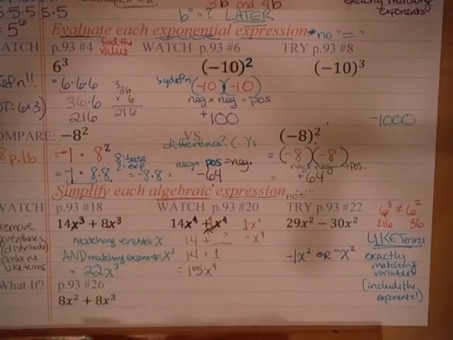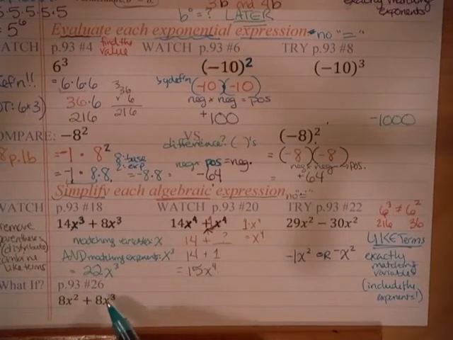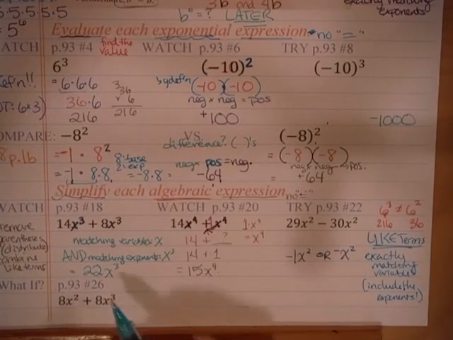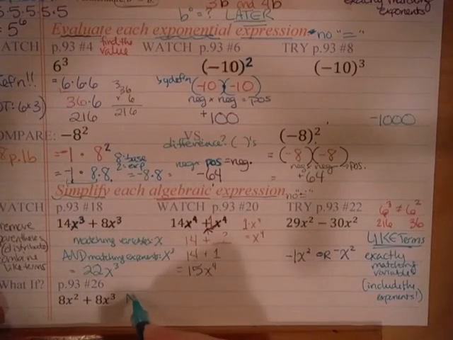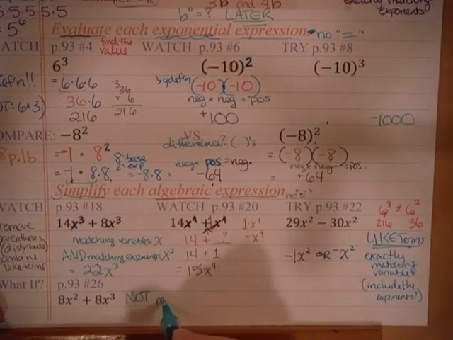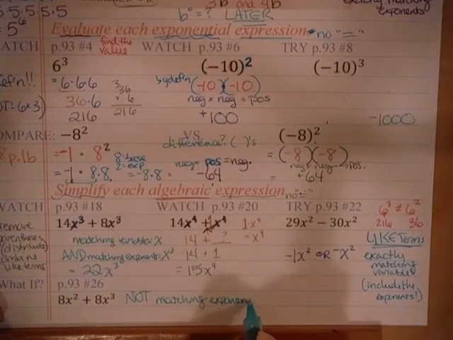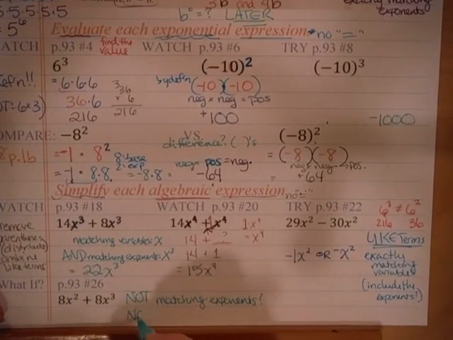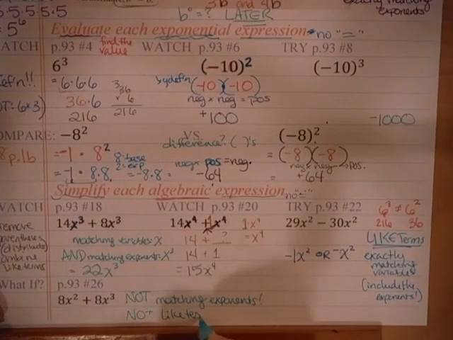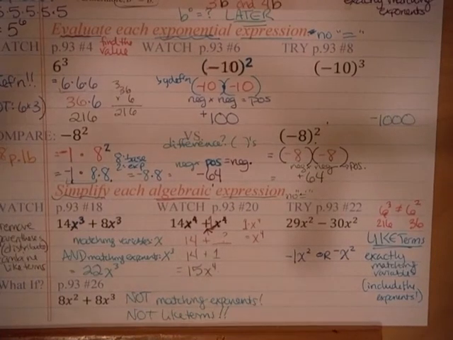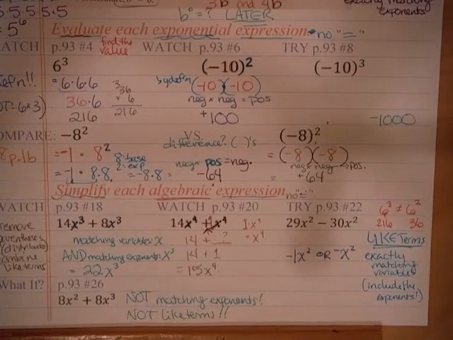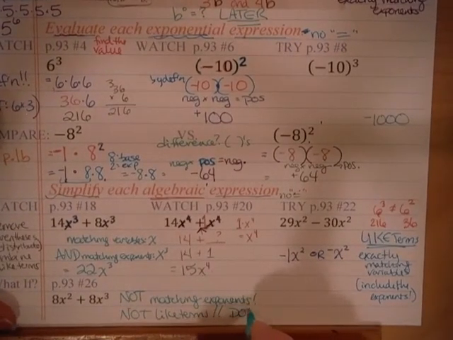What if it looks like number 26 though? 8x squared plus 8x cubed. Well, what's different here is they are not matching exponents. So these are not like terms. You cannot combine these. Not everything can be dwindled down to a simple one term answer. Not everything can be simplified. So this one is just done. It's done as is.